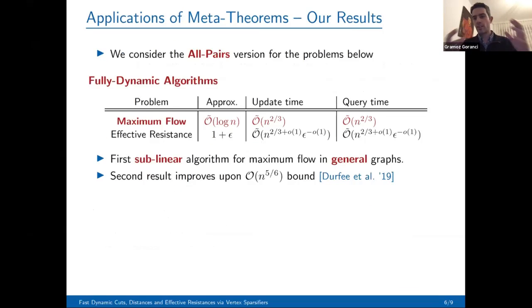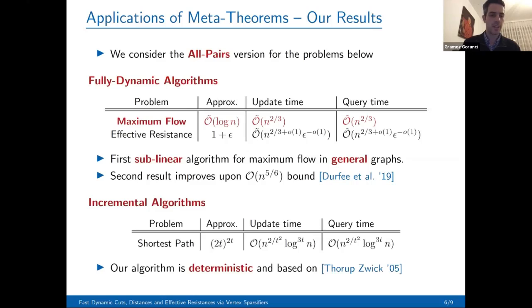And for more complicated versions, like fully dynamic meta theorems and everything else, we get the first result for approximating max flow in dynamic graphs. Our result is a log n approximation, but at the same time you also get sublinear running time. This is the first result in general graphs for max flow. And we also improve some previous work on approximating effective resistances using this technique of vertex sparsifiers.